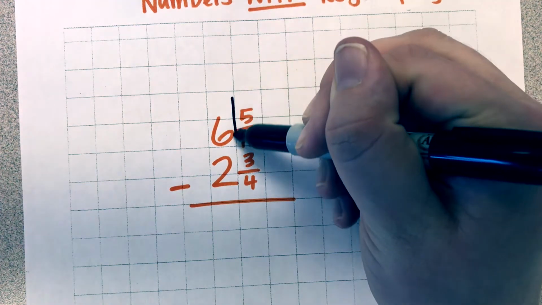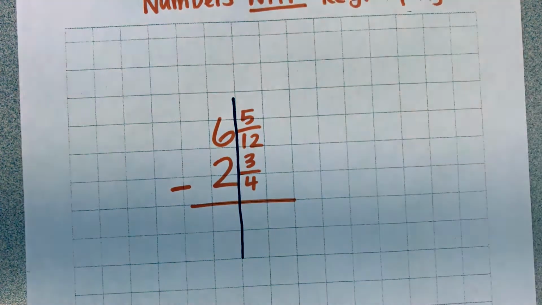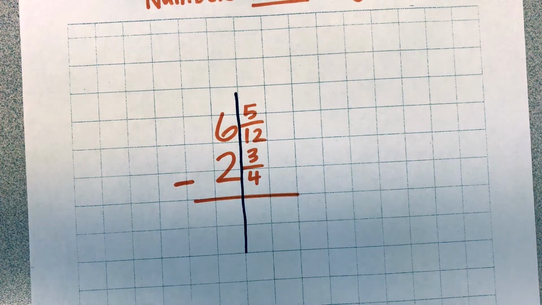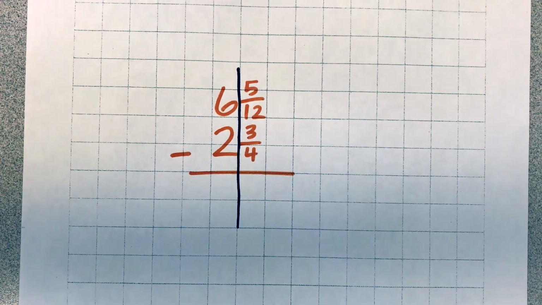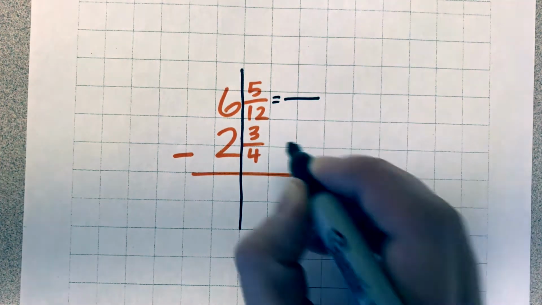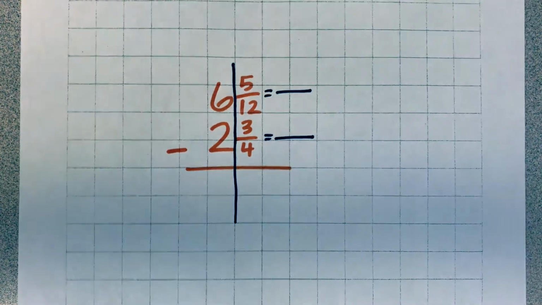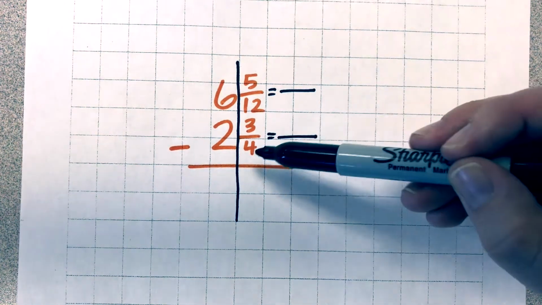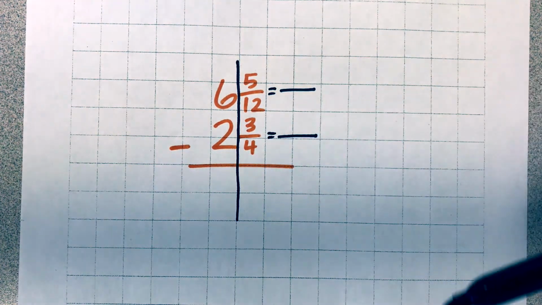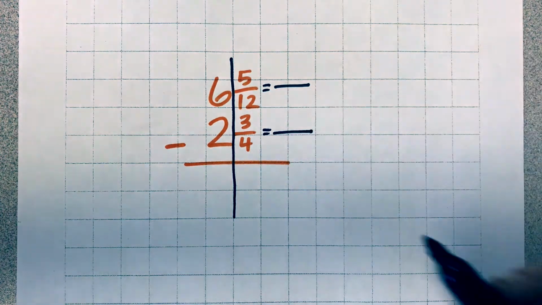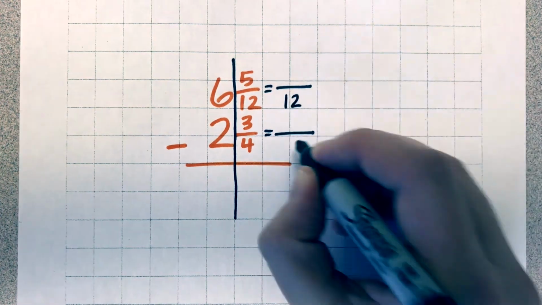We separate our whole numbers and our fractions with a line. We keep them separate, and the next step is the same for every mixed number problem: we want to find common denominators between our two fractions so that we can subtract them properly. In this case we have 4 and 12. A common denominator for those two could be 12 because 4 goes into 12, so we'll use 12.